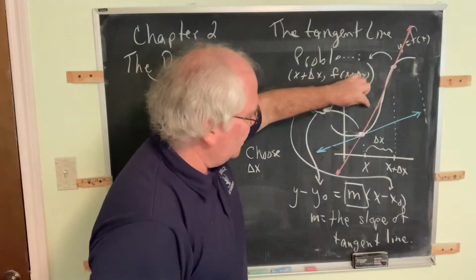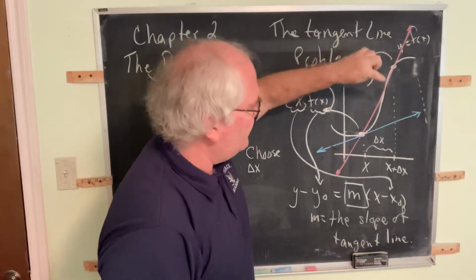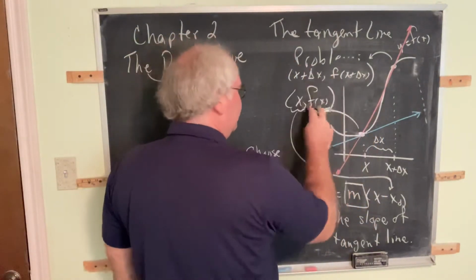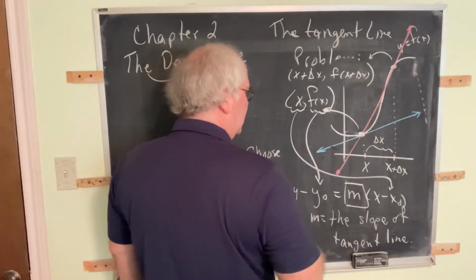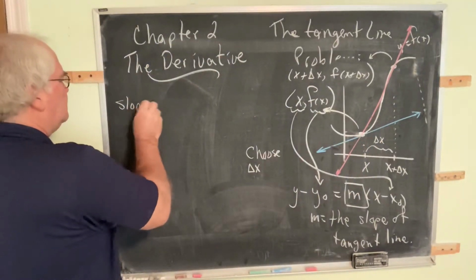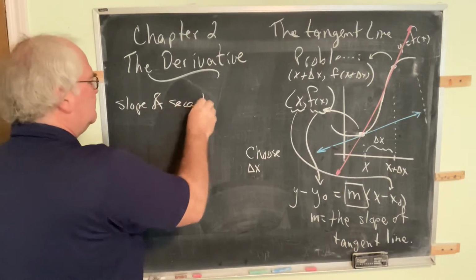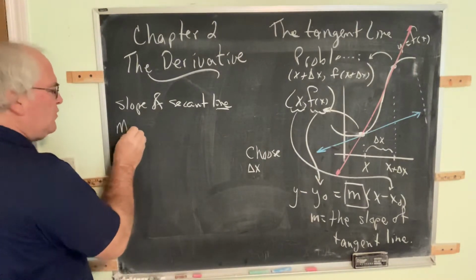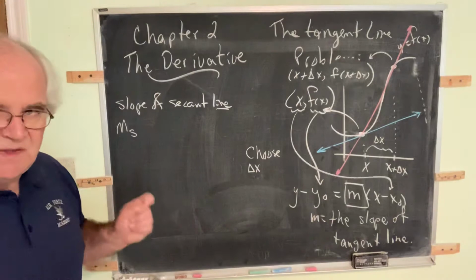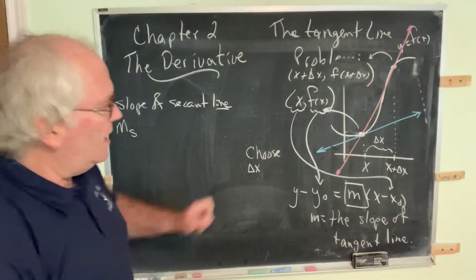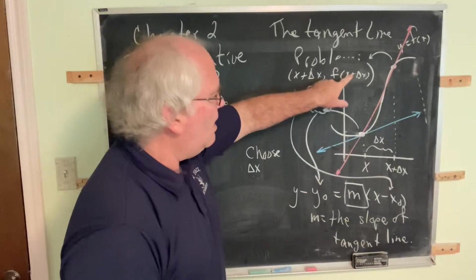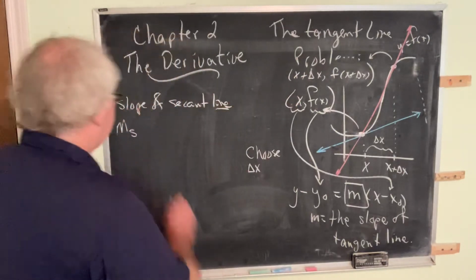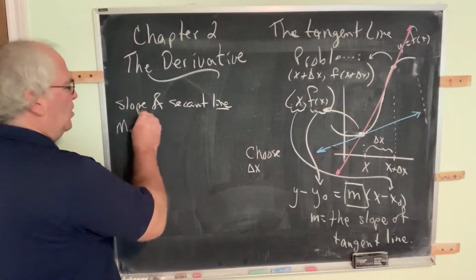And what we can say is this. We do know the slope of this red line. The slope of the red line is findable because we do have two points that lie on the red line. And so we can find the slope of the secant line. I'm going to write that as M subscript S, subscript secant. This is the slope of the secant line. It is the change in y, y value minus y value, divided by change in x, x value minus x value. So we know the slope of the secant line. That's from our glory days in basic algebra.